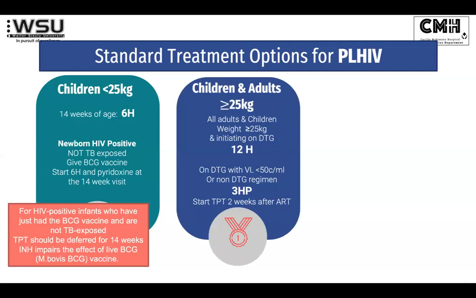But once they're over 25 kilograms, so all adults and children, and if you are initiating them on dolutegravir, so this is a lot of our patients. We diagnose them with HIV. Now we're going to give them that 1 year of their INH, and so we're just starting dolutegravir. So if you're just starting dolutegravir for the first time, or if they're not suppressed on dolutegravir, then you're going to give 1 year of the INH like we've always done.